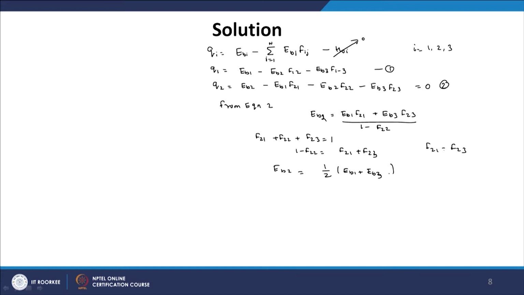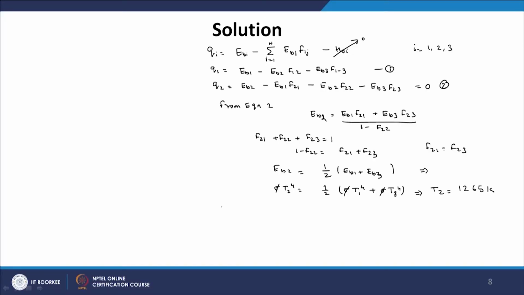Now, Eb1 and Eb3 we already know, so we can solve for this. Sigma T2 to the power 4 is equal to half of sigma T1 to the power 4 plus sigma T3 to the power 4. Sigma will cancel out, and from this we can get T2 is equal to 1265 Kelvin. So, the temperature of surface 2, that is the cylindrical surface, is 1265 Kelvin.